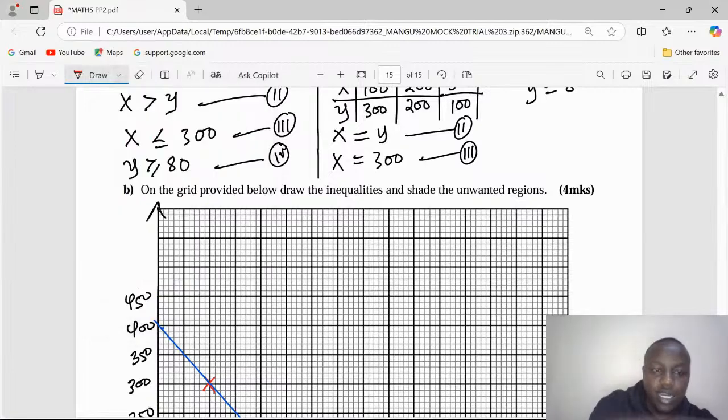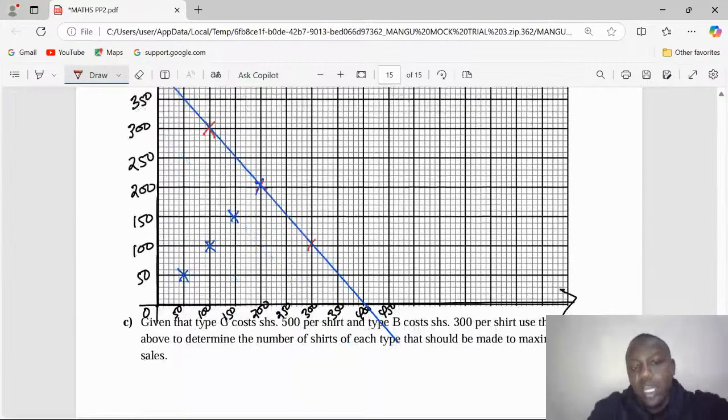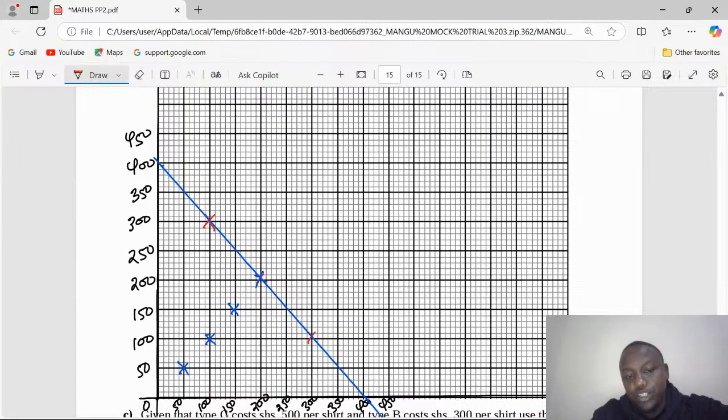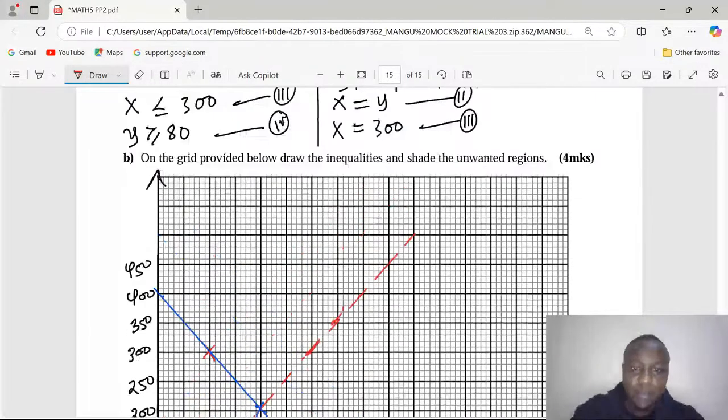Allow me to change the ink. I'm making it in red. So a dotted line should pass there. So that is the dotted line that we intend to have. Yeah, it's supposed to be dotted.